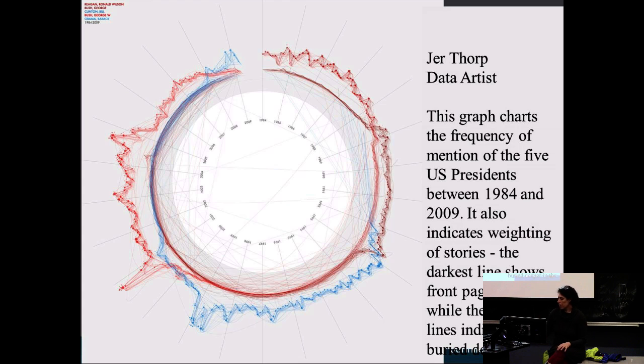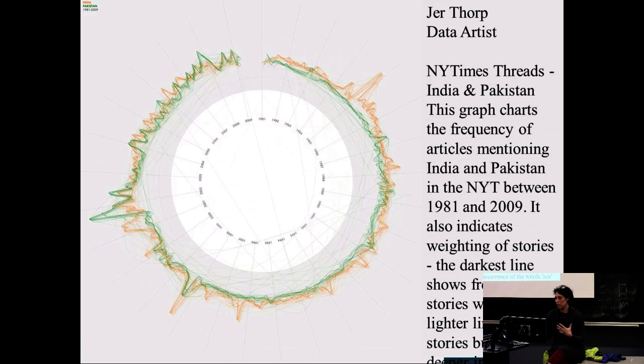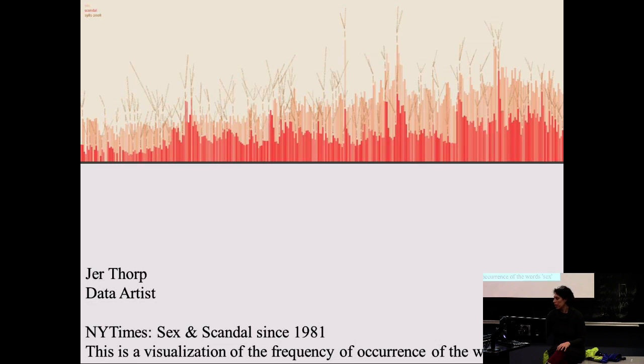So I think one of the take-homes for big data is that these kinds of visualizations that don't show every detail are really important. This is another one. It's a bar chart, so he's packed a lot more into it. But what he's really showing here is a visualization of the frequency of occurrence of the word sex in New York Times articles.